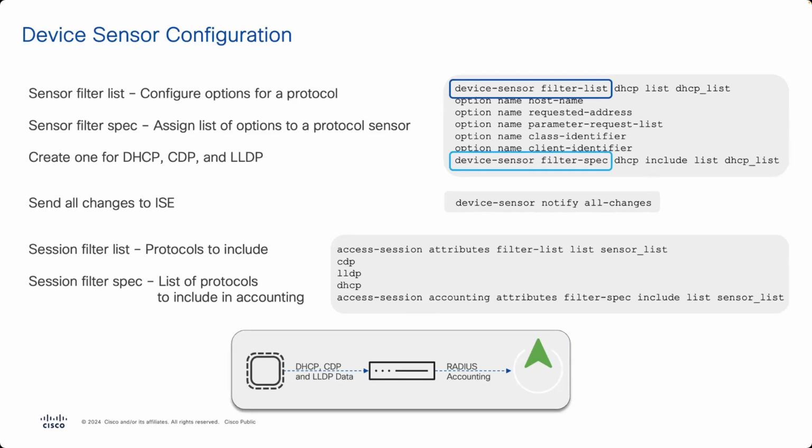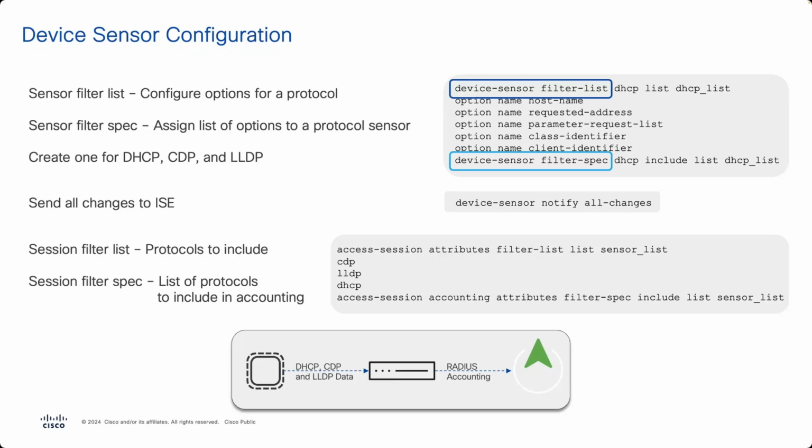The command to send all changes to ISE is device sensor notify all-changes. We're going to disable the local device sensor processor. We're just going to send everything to ISE because that's where we want it. We want ISE to do what ISE can do with it. We don't care if the switch shows us that it's a certain IP, a Cisco IP phone or whatever. We want ISE to get all the info and take some of the processing off the switch.